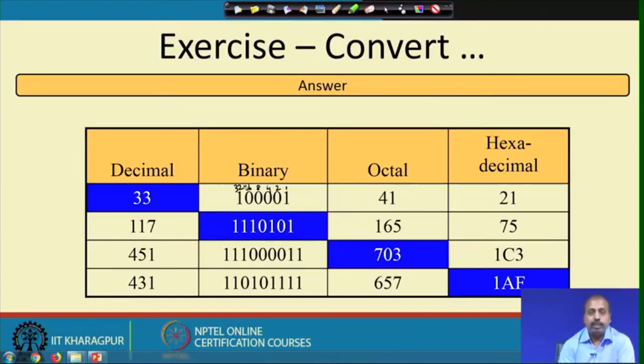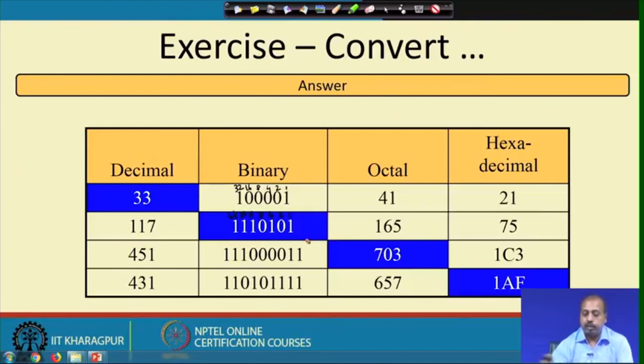Next is 117. I will need 7 bit representation, because 2 to the power 7 is 128, and then again 1, 2, 4, 8, 16, 32, 64. So, say 64 plus 32 is 96, plus 16 is 112, plus 4 is 116, plus 1 is 117. So, that gives us 170.